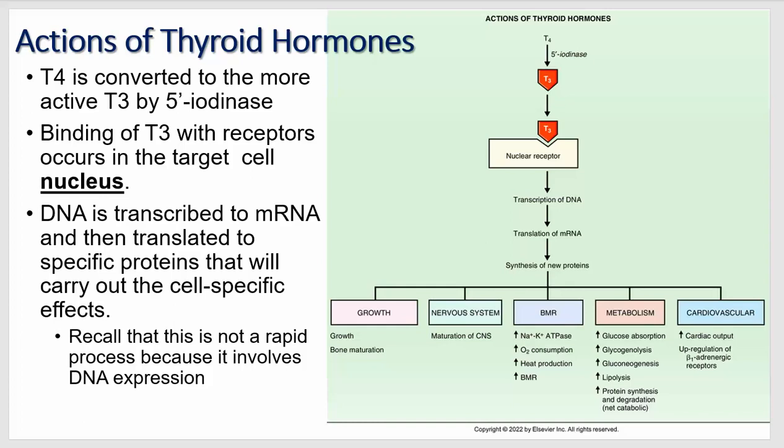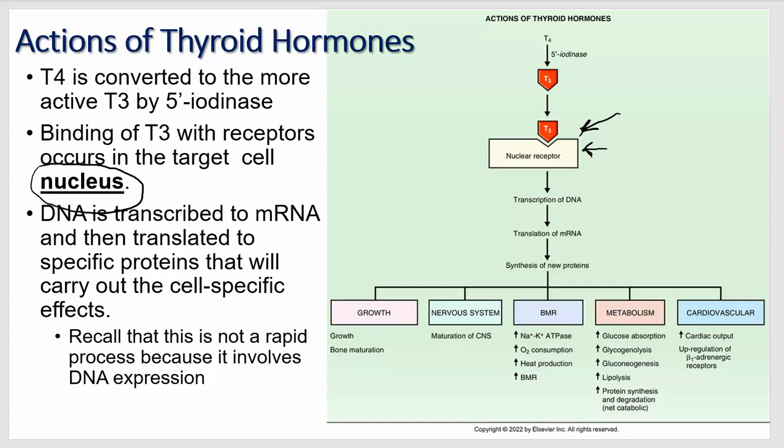All right, so actions of thyroid hormones. T4 is converted to the more active T3 by the 5' iodinase. So we have moved out of the thyroid gland, and now we're at the cell. The T3 and the T4 arrive. T4 is converted to T3, and then that will bind a receptor in the nucleus. So we're talking about nuclear receptors now.